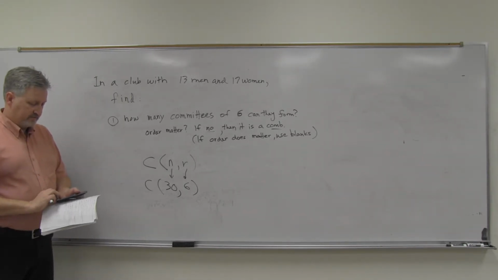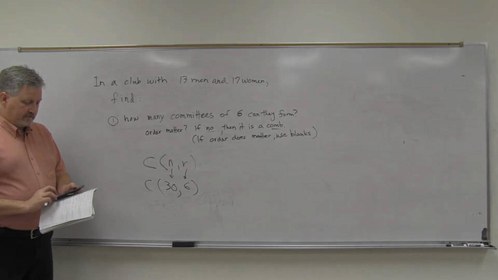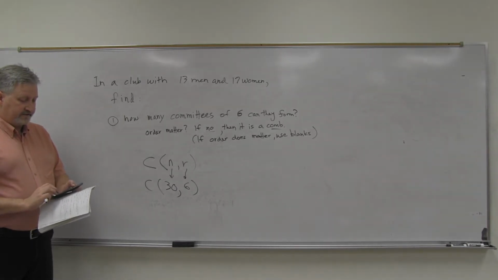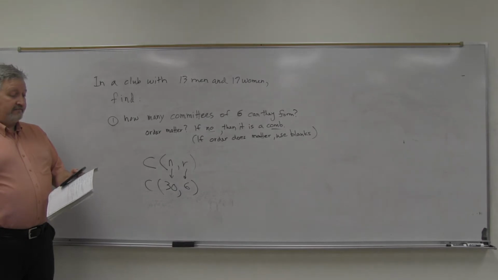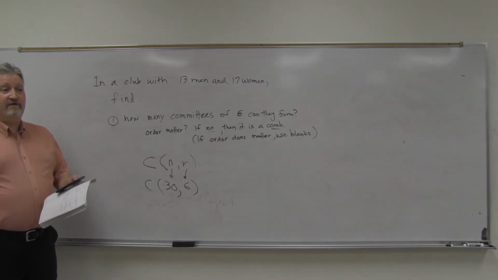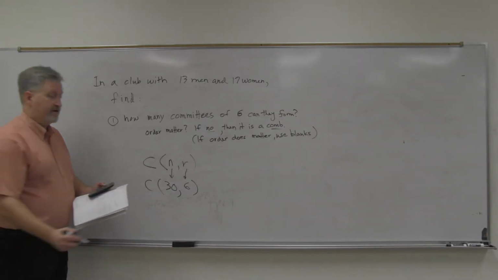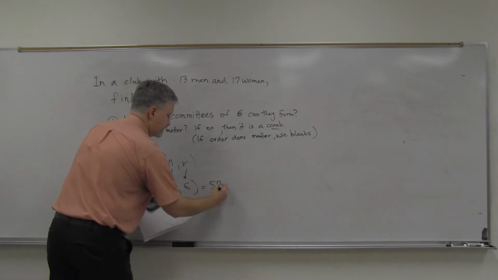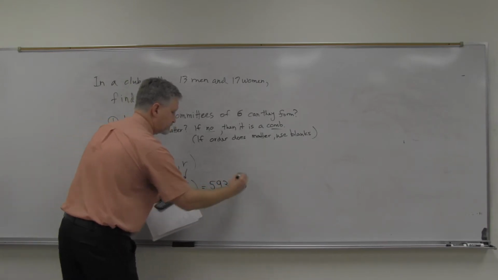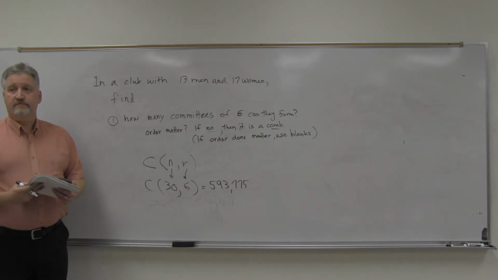What does that give you? 30 nCr 6. I get 593,775. Anybody believe that? Okay?